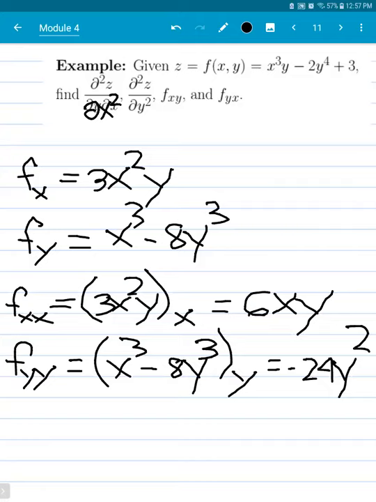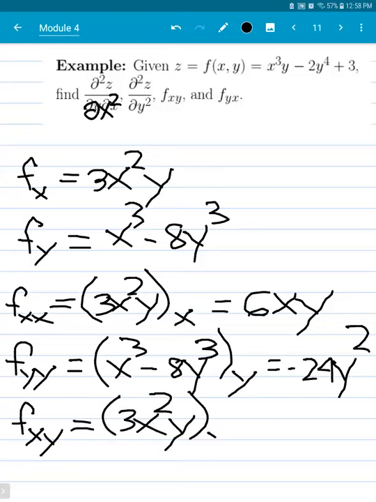Now the cross derivatives. To avoid confusion, let's use this notation instead: x first, then left to right. We already got the partial with respect to x. Now we differentiate with respect to y. x is constant, so we differentiate y with respect to itself, which is 1, times the constant. So 3x squared.